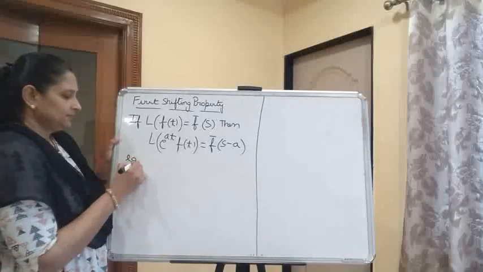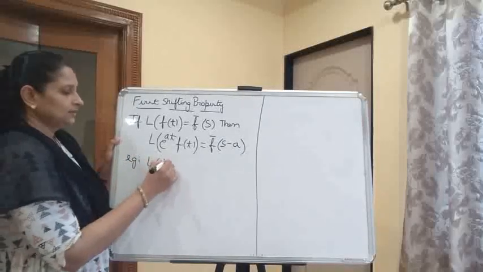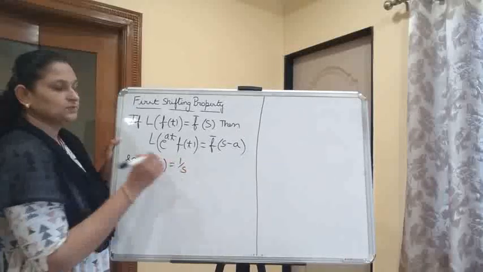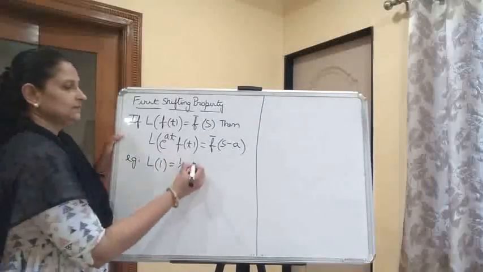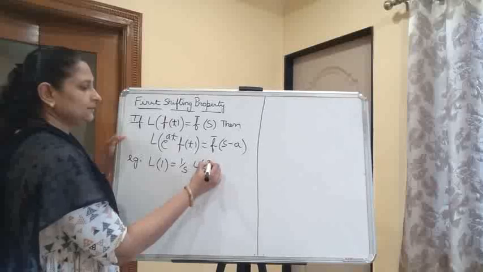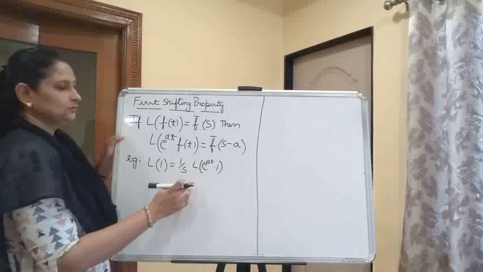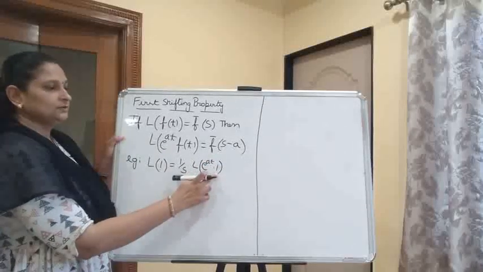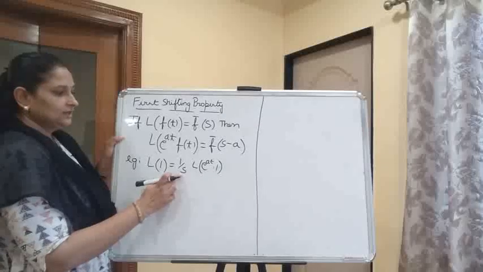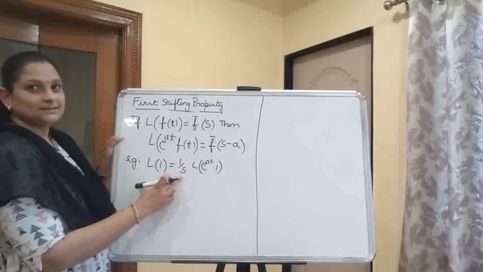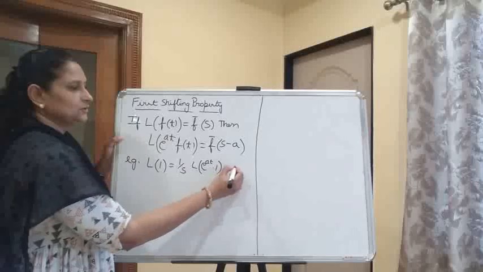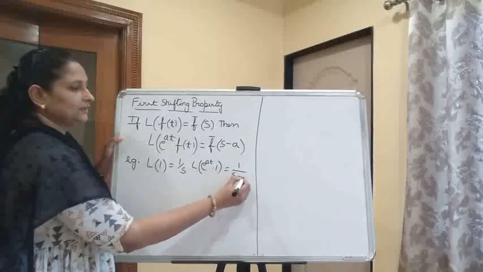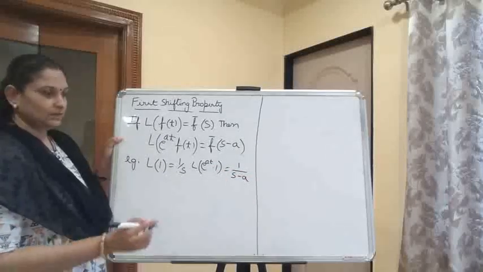For example, we know that the Laplace transform of 1 is 1 by s. If we multiply this 1 by e power a into t, now this is of the form e power a into t into f of t. In this result, replace s by s minus a. So it becomes 1 by s minus a.